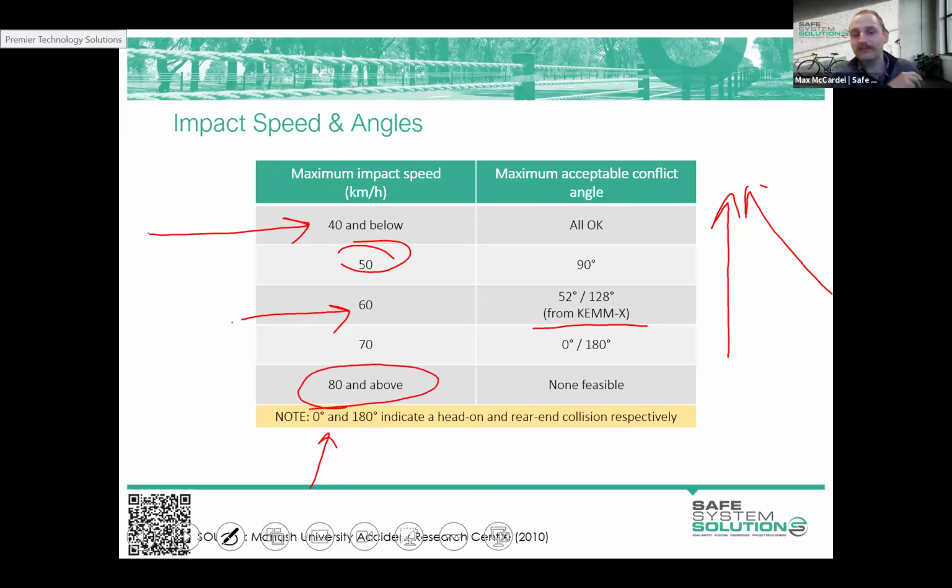Interestingly, anything above 80 is not survivable for the human. We're just not built to be able to withstand those types of forces, unless you've got an edge barrier containment system that is deliberately designed to contain an errant vehicle and gradually slow that vehicle down. You can certainly get higher speeds for those scenarios, but in terms of vehicle-to-vehicle collisions, unable to survive anything above that. And we've certainly got lots of the network that has higher speeds than 70 kilometers per hour where there are those intersections.